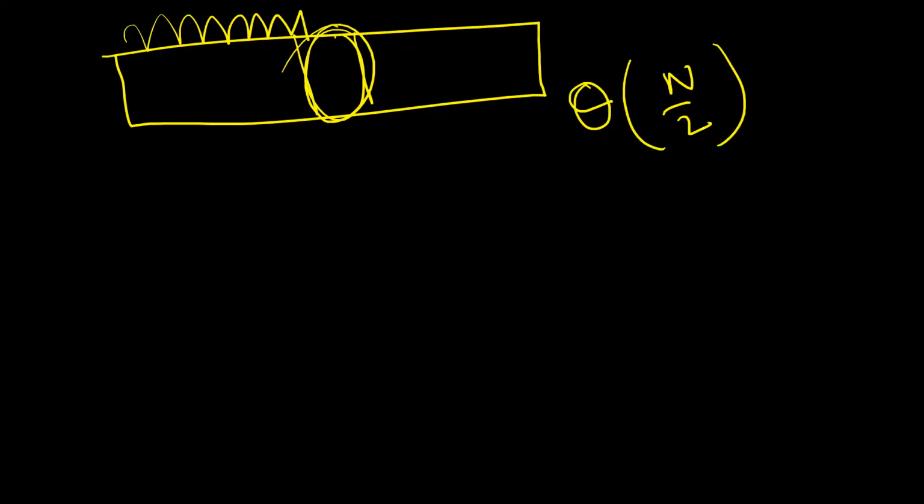I will leave the in-depth analysis for you. Try to think of the in-depth analysis. But does it sound intuitive? On average, you can expect that you will find the target in the middle. So you will have to do n by 2 comparisons, that is n by 2 inspections. So it is theta of n by 2. That is the average case of searching. Is it making sense? How many of you are clear with this?